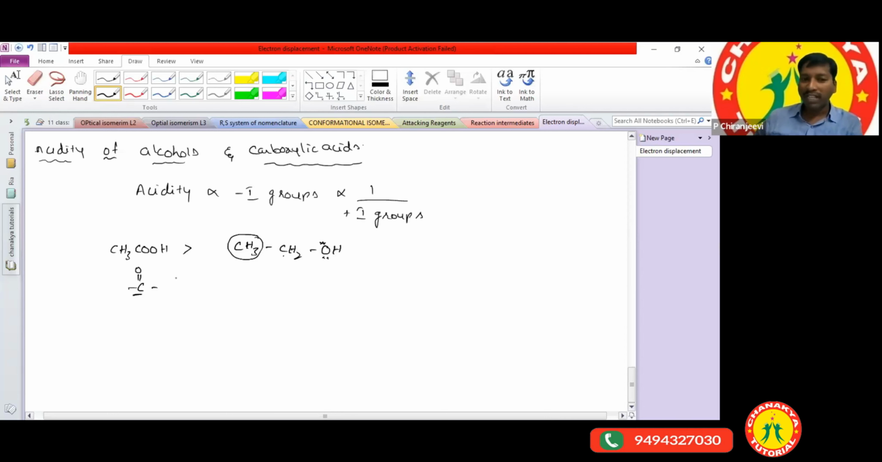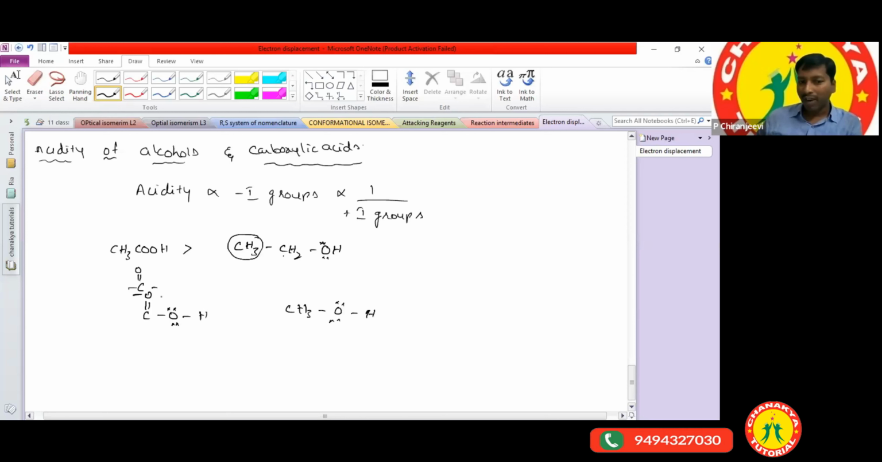How can we remove the hydrogen easily? If you write the clear structure of the carboxylic acid, C=O and OH, on the oxygen atom we have two lone pairs of electrons. How many lone pairs are there? Two lone pairs of electrons. At the same time, in the alcohol also we have two lone pairs of electrons on the oxygen atom, and H is there.